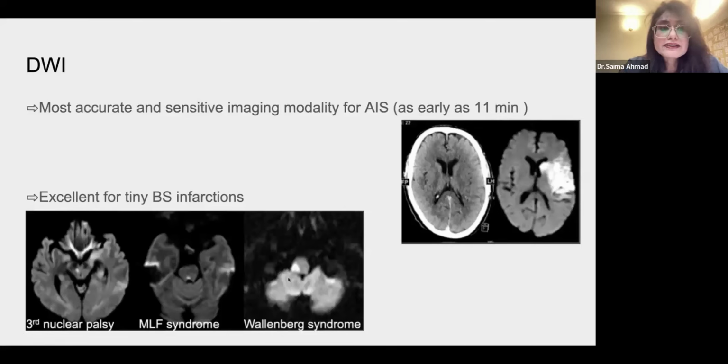As I have already said, DWI is the most accurate and sensitive imaging modality for acute ischemic stroke. It can detect stroke as early as 11 minutes. For example, in this case, you can see that we cannot see any ischemia in the non-contrast CT. However, restricted diffusion is seen in the DWI. It is also excellent for tiny brainstem infarctions. You can see different examples of brainstem infarctions, posterolateral area. Here is the infarction and here is the infarction. So you cannot diagnose these brainstem infarctions on the CT.